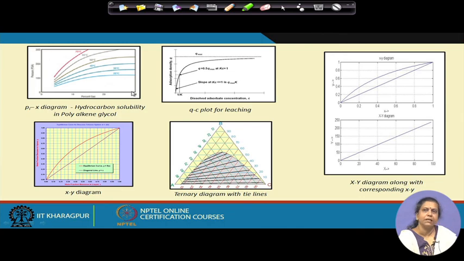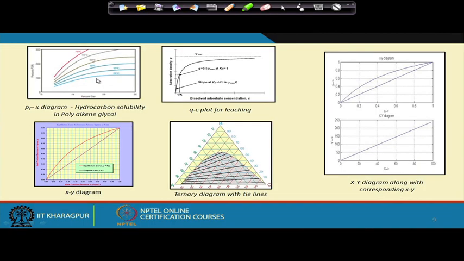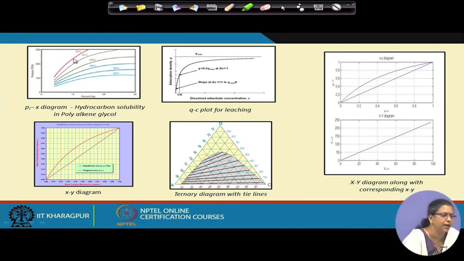This is usually the case for absorption and stripping, where the partial pressure of the gas over the solution is plotted with the equilibrium concentration of the gas in the liquid solution. Here I think this has been plotted as a function of temperature, and as we know, gas solubility decreases with temperature, as a result of which the isotherms become steeper as we go to higher temperatures.